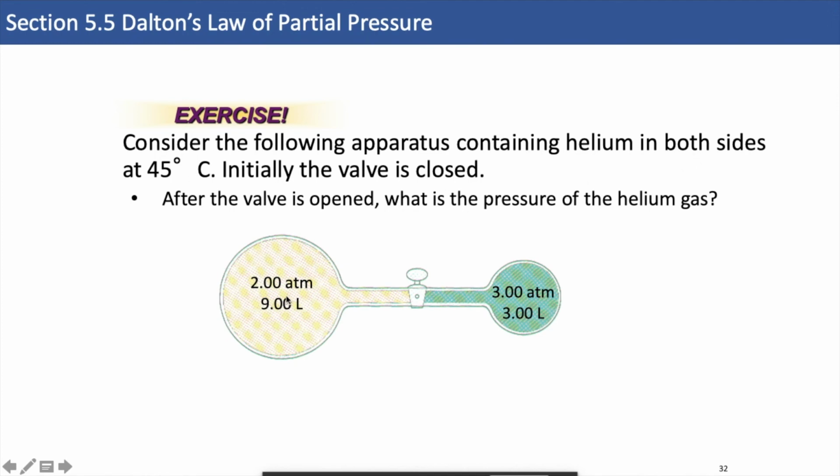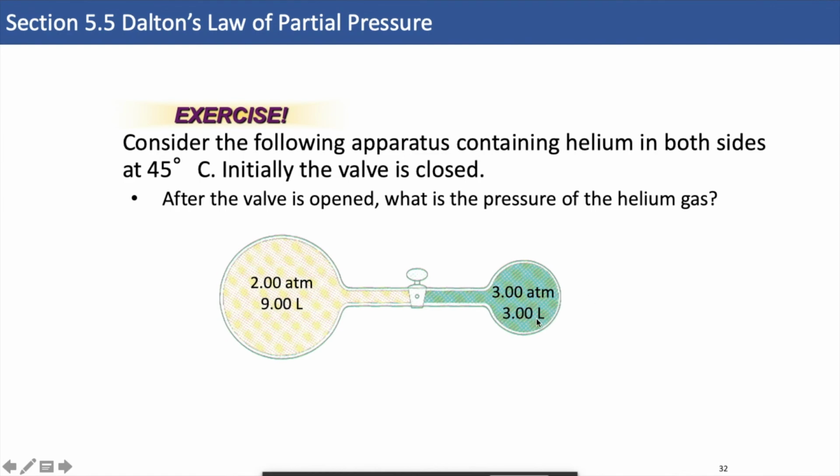So I have helium here, and I have helium here at 45 degrees Celsius. This is the valve that is closed. So I have helium on this side, helium on that side. What do you think is going to happen when I open the valve and now the 2 sides mix?